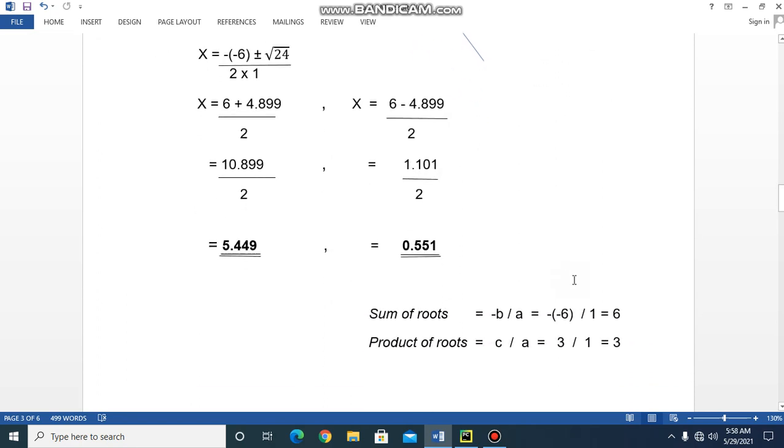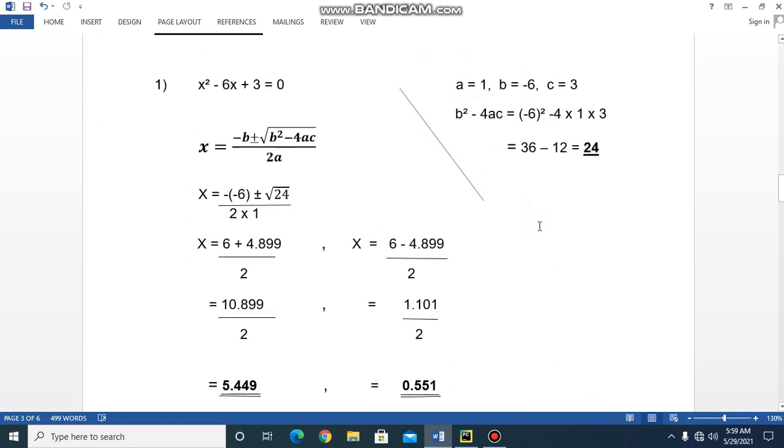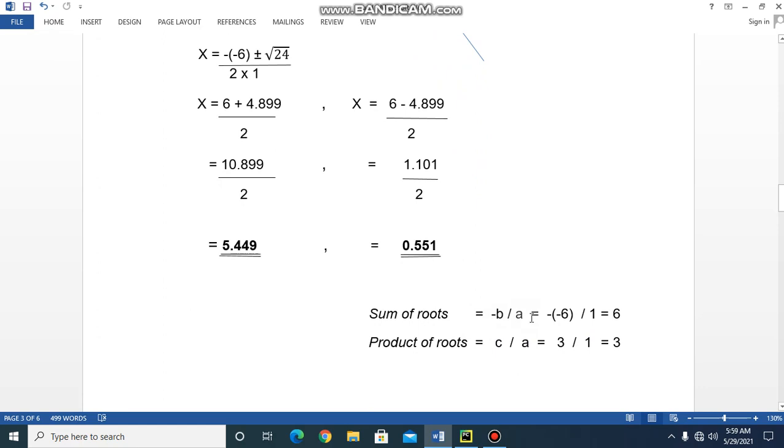0.551. Now the sum of the roots equals minus b by a. So b is minus 6 and a is 1. So minus b by a means minus of minus 6 by 1, so minus of minus 6 is plus 6 by 1 is 6. So the sum of the roots is 6. That means if you add these two roots, you will get 6. So that is the relation between the coefficients and the roots.